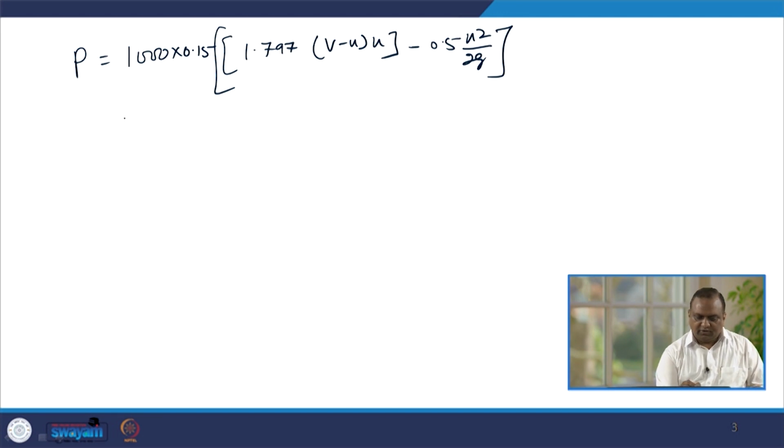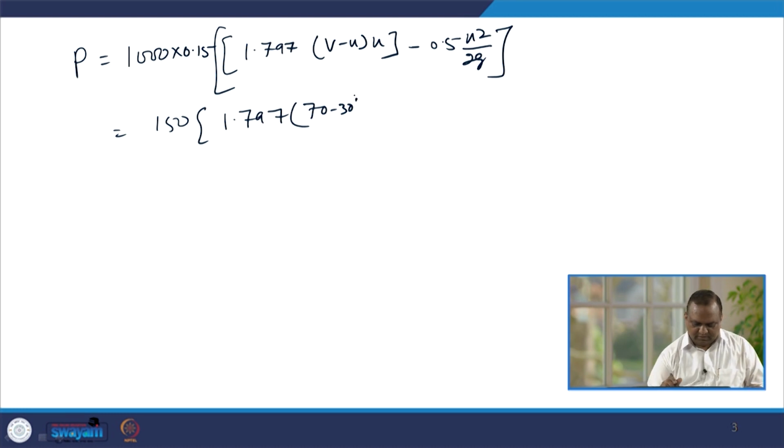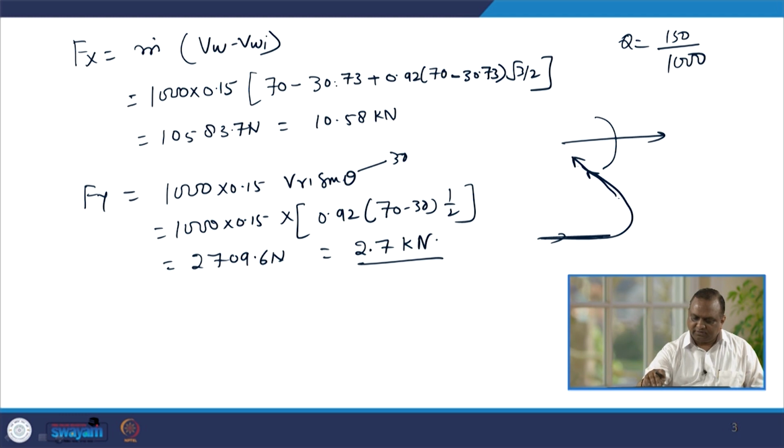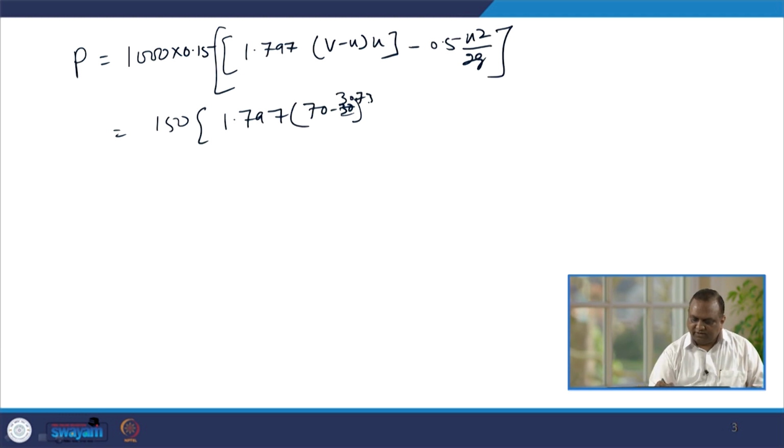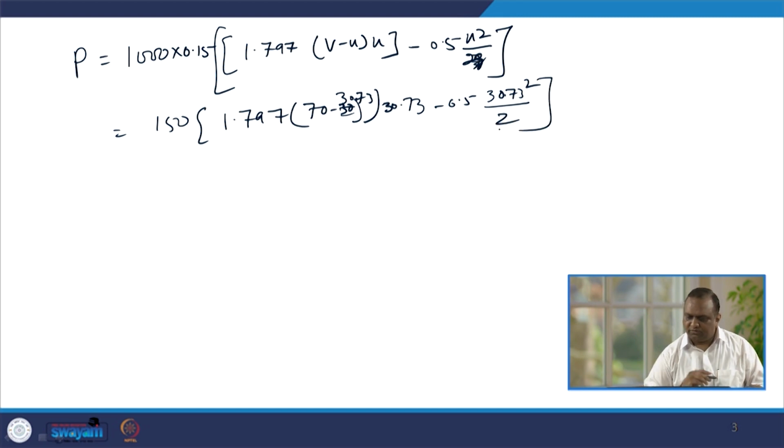Now we will simply put the values, that is 150, 1.797, 70 minus 30, not 70 minus 30, I think previous 30.73, not 30, 30.73, 0.73, minus 0.5, 30.73 whole square, by, now this is not G, G will not come here, multiplied by 2.